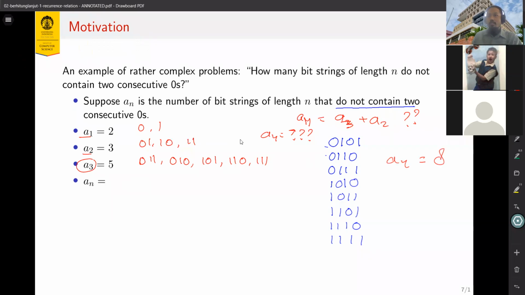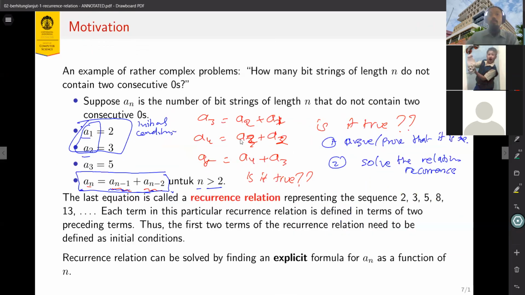Actually, this is 5 plus 3, which is A3 plus A2. Now, maybe we have that A_n is A_(n-1) plus A_(n-2), which is what we have here.